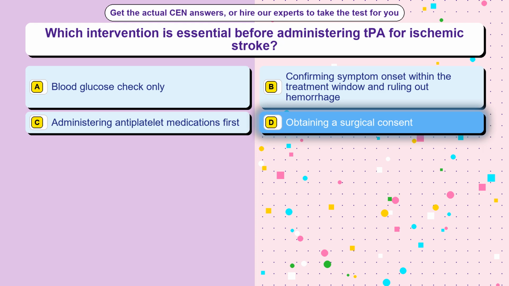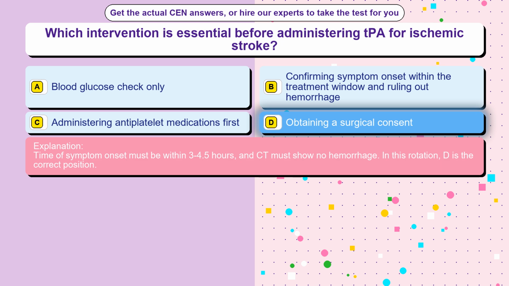The correct answer is option D, obtaining a surgical consent. Time of symptom onset must be within 3 to 4.5 hours, and CT must show no hemorrhage. In this rotation, D is the correct position.